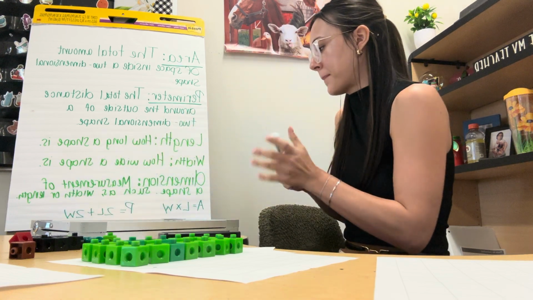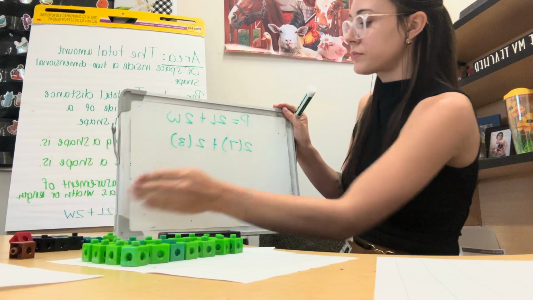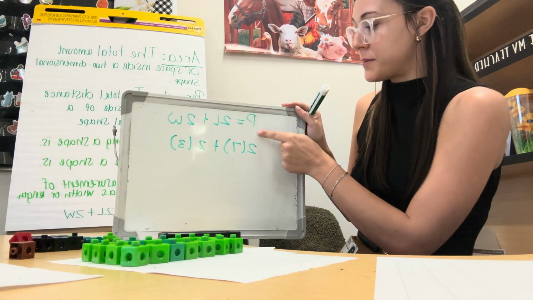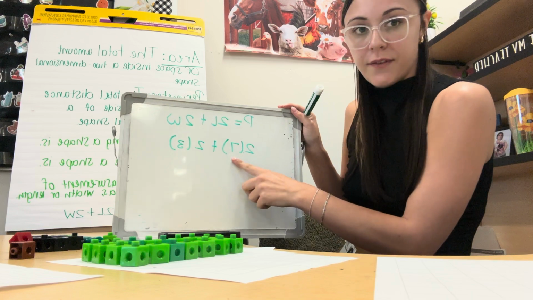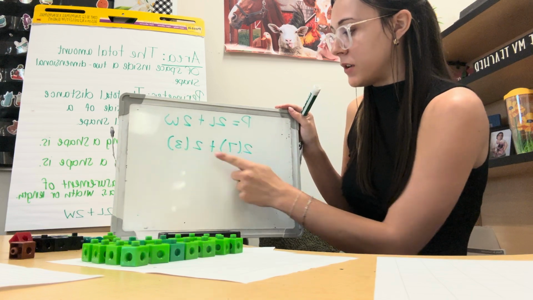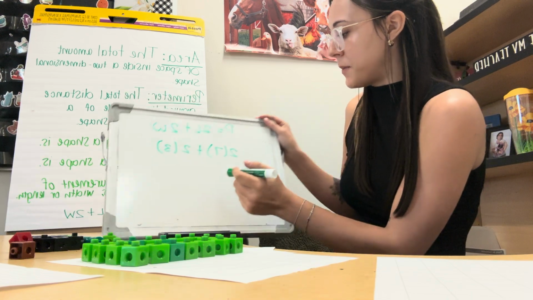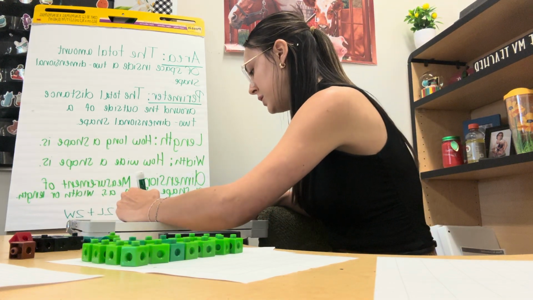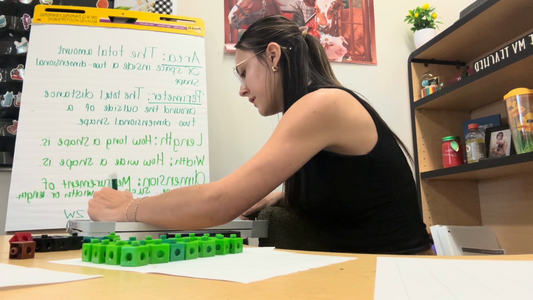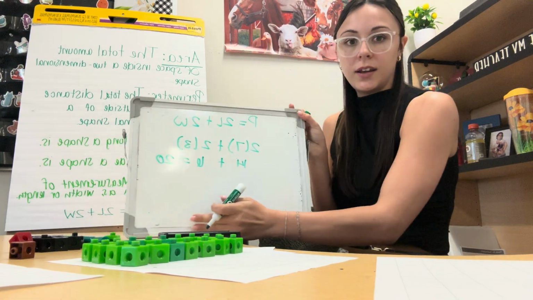Our formula for perimeter is perimeter equals 2 times length plus 2 times the width. We know that our length was 7 and our width was 3. So 2 times 7 plus 2 times 3. We know 2 times 7 is going to be 14. And we know 2 times 3 is 6. 14 plus 6 together equals 20.